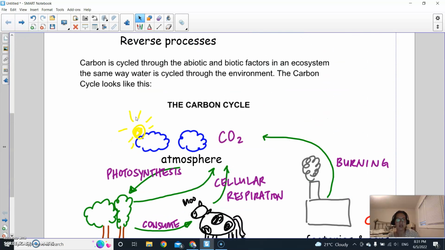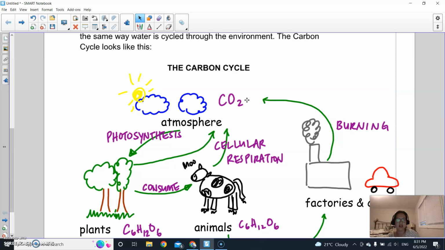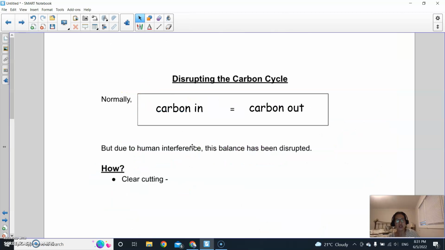So what I mean here is that the carbon in the atmosphere is balanced because photosynthesis is drawing it out of the atmosphere, and then cellular respiration and any natural burning, like forest fires and that sort of thing, would all be in balance. But due to human interference, this balance has been disrupted. And what we're finding now is that there's too much carbon in our atmosphere. So how is this happening?